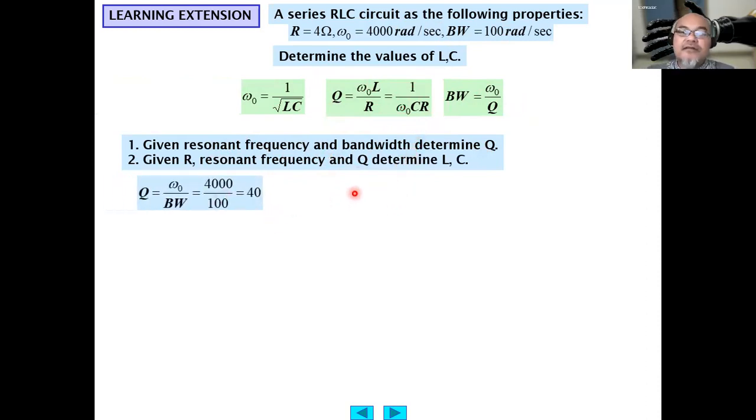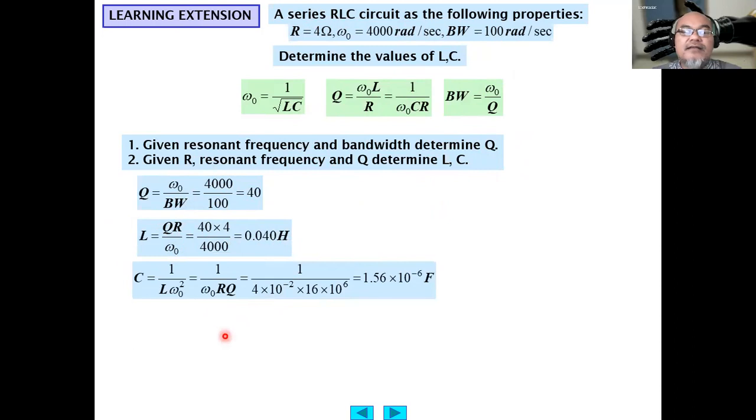So quality factor is defined as omega 0, the resonance frequency, divided by the bandwidth. So 4000 radian per second divided by 100 radian per second, quality factor equals 40. So inductance from here equals quality factor times R divided by omega 0. 40 times 4 ohm divided by 4000 radian per second. We obtain 0.040 Henry. Then the capacitance similarly can be calculated from this formula.